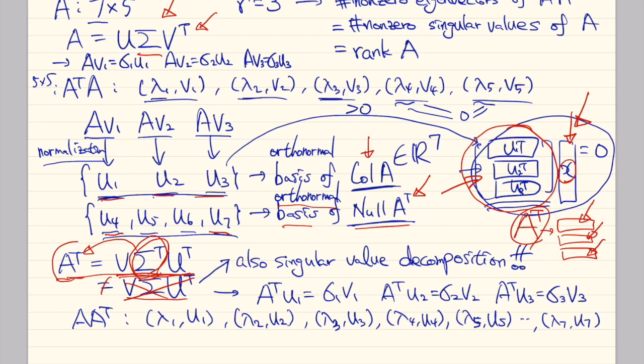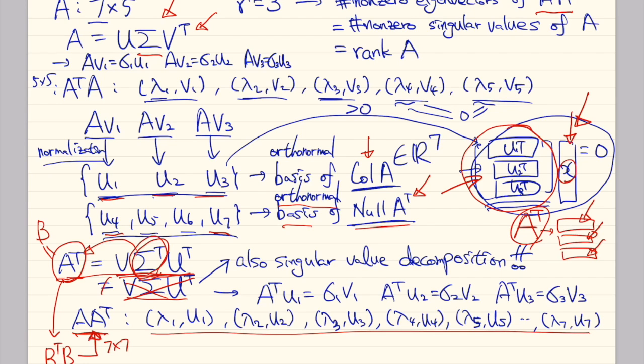Okay, so in this case, similar to the previous case, we consider calling this matrix B, and then we consider B transpose B, right? That is A transpose, and so A transpose A is a 5 by 5 matrix, and this one is 7 by 7, and it's still a symmetric matrix. We have 7 pairs of eigenvalues and eigenvectors, where all the eigenvalues are real and the eigenvectors are orthonormal to each other.